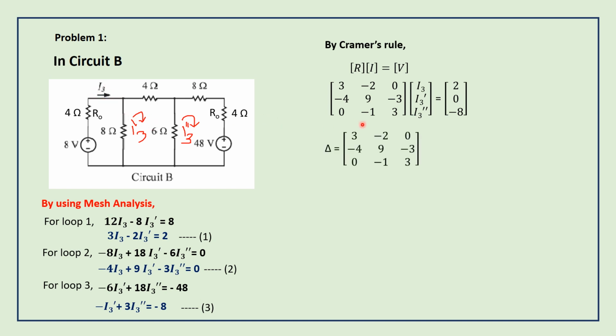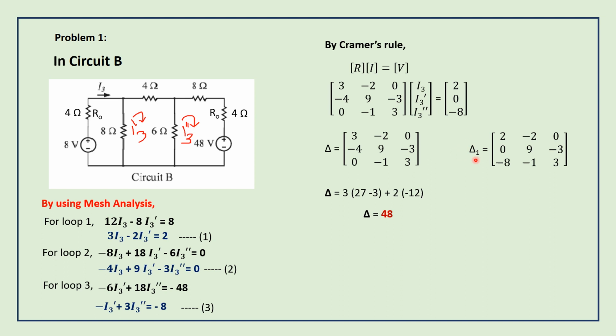Okay. So first let me find the delta using this matrix. Delta, the determinant, equals 3 into 27 minus 3 plus 2 into minus 2, which is equal to 48. I found delta as 48. And to find delta 1, the first column should be replaced by the voltage matrix. What is the voltage matrix? 2, 0, minus 8. So in the place of the first column, we are replacing it by the voltage matrix 2, 0, minus 8. So now we need to find the determinant of this matrix.